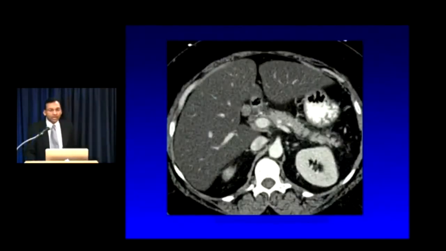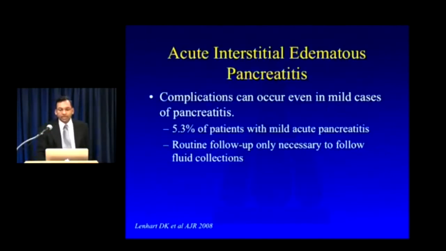Now, it's not always the case that your pancreas is going to look big and edematous. There are cases, as in this instance, where the pancreas itself may look relatively normal in size, maintained fatty lobulations, but it's that subtle peripancreatic edema and stranding that gives away the diagnosis of edematous pancreatitis.